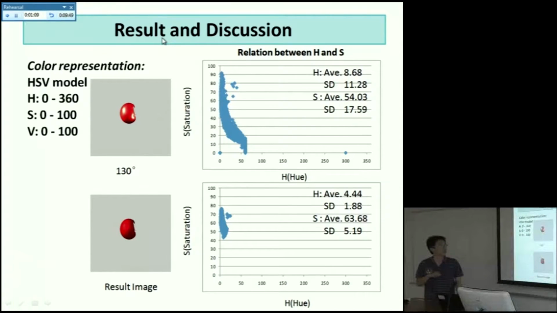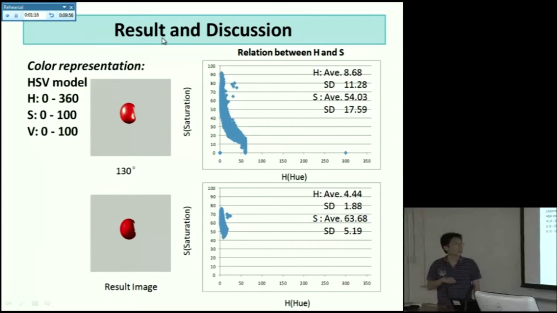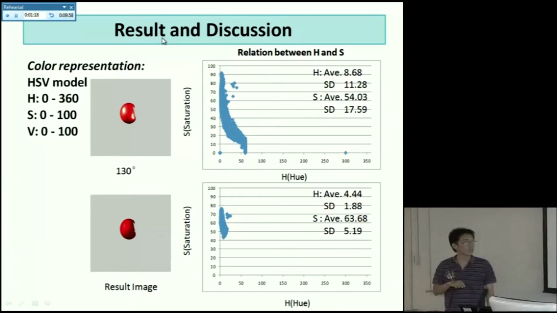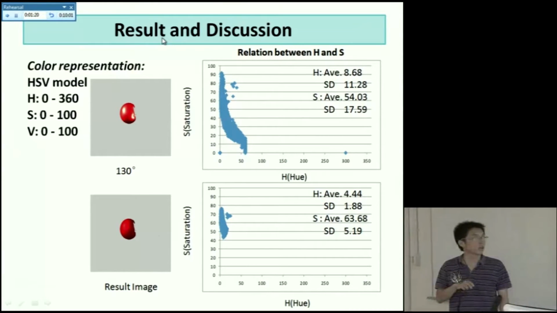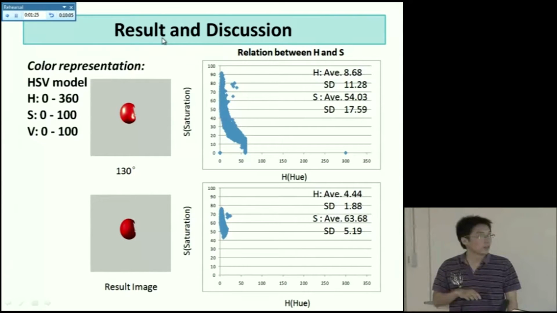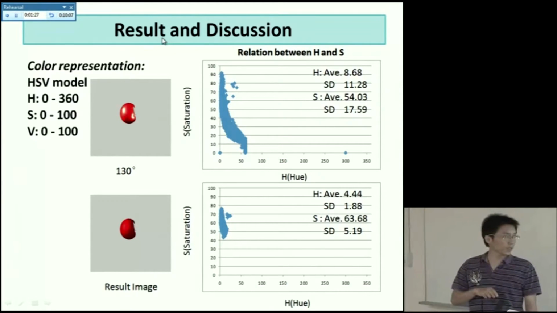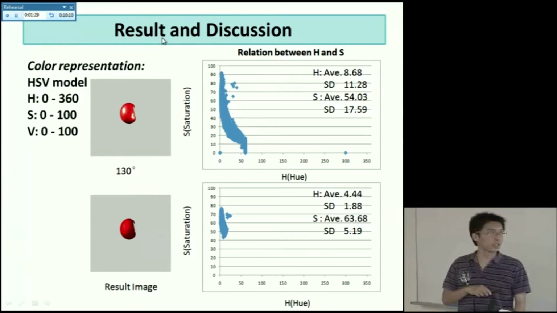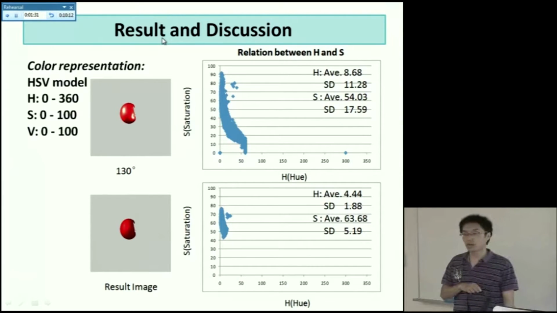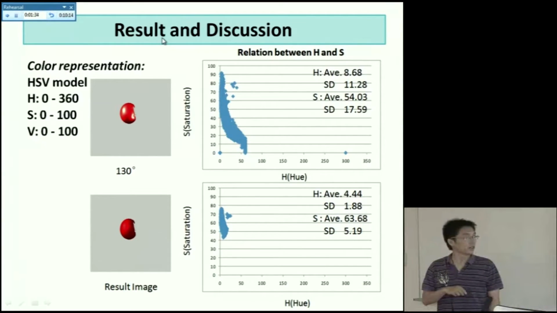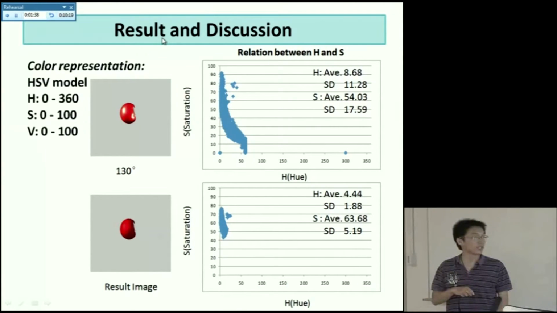And if we compare the standard deviation of the H value and the S value, we can say in our result image, the standard deviation is much lower than the standard deviation in the original image, which means in the result image the H value and S value became more consistent. It also indicates that our image color representation is improved.